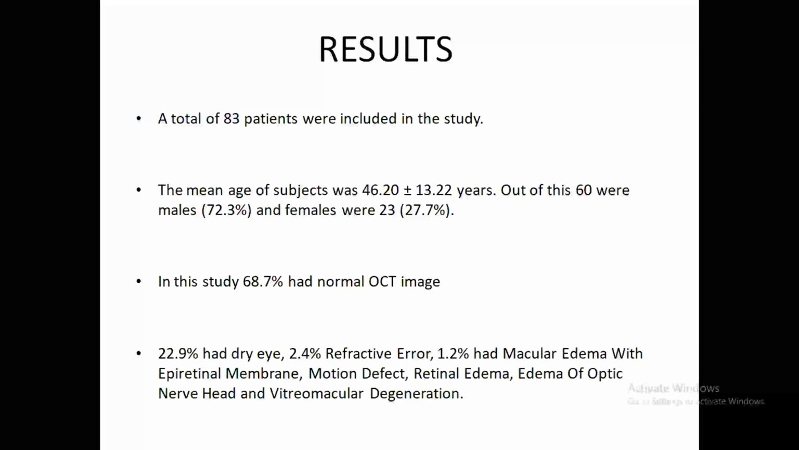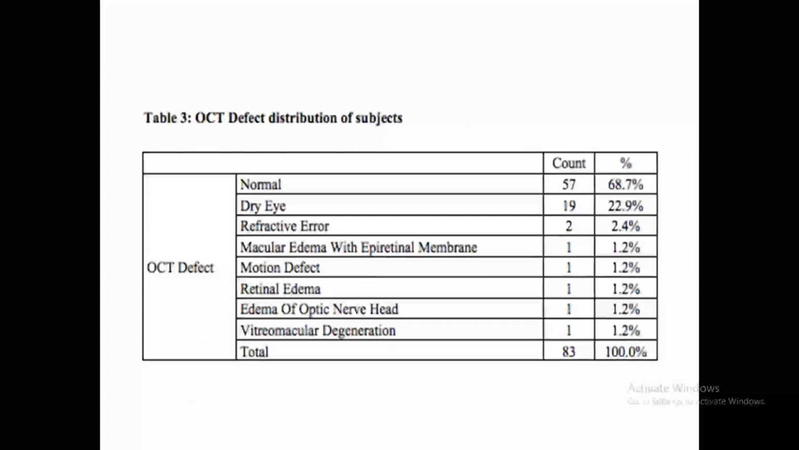In our study, the highest OCT defects, that is 22.9%, were in dry eye, 2.4% had refractive error, and 1.2% each had macular edema with epiretinal membrane, motion defects, retinal edema, edema of the optic nerve head, and vitreomacular degeneration. This is a table showing percentage of the various artifacts in our study. The highest artifacts were seen in cases of dry eye, that is 22.9%, second commonest being refractive error, that is 2.4%, and the rest with 1.2%.